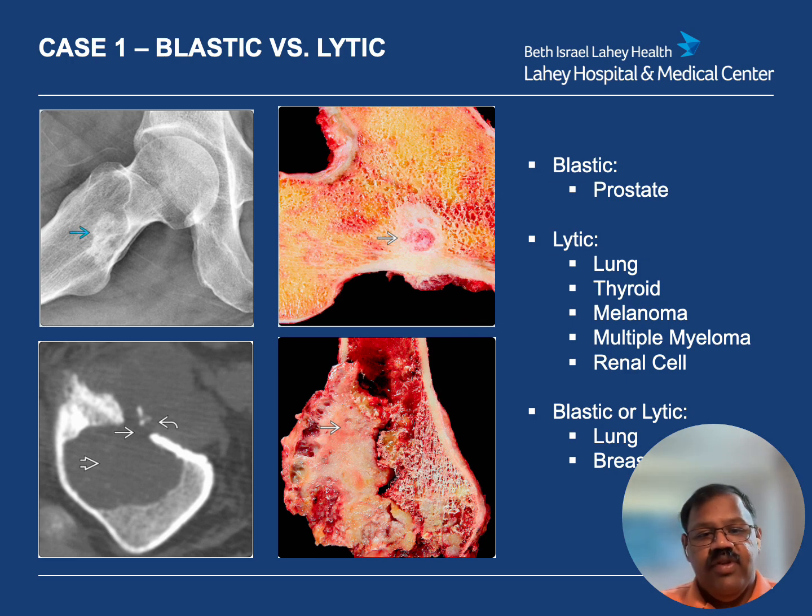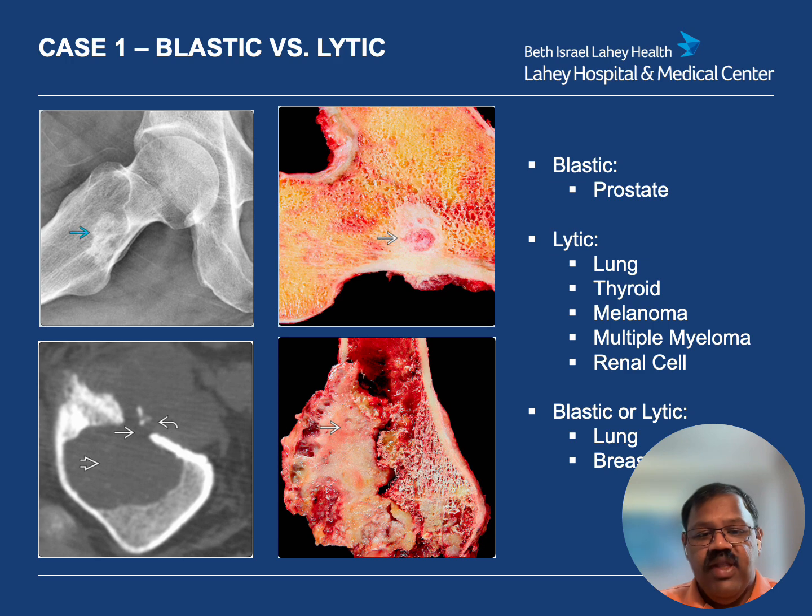You can see on the top left of the slide, there's a focal blastic lesion seen in the intratrochanteric region of the right femur. And in this patient, as you can see on the gross pathology, clearly there's abundant bone formation in and around the area of concern, highly suggestive of a bone-producing tumor, in this case, metastatic prostate cancer.